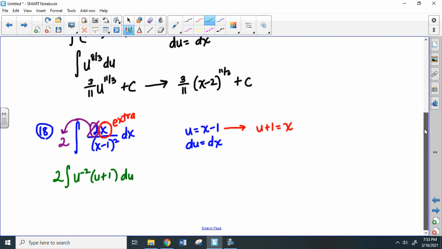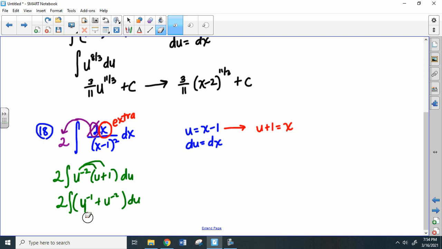All right, now that doesn't look a whole lot better, but I can actually distribute this u into those parentheses and add exponents. Oops. And then it looks more like a polynomial. All right, and since it looks more like a polynomial, I can treat it like a polynomial by applying some power rules.